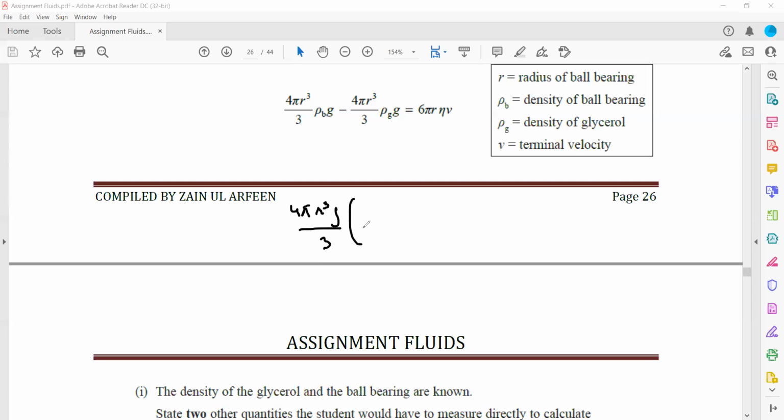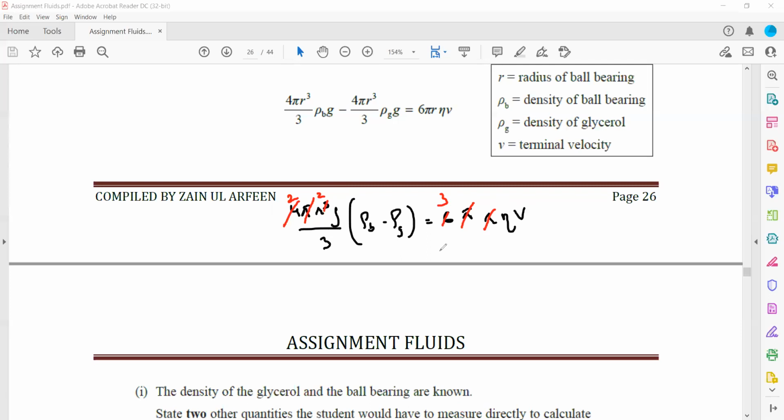It means the difference in the density of the ball bearing and the density of the glycerol is equal to 6 pi r eta v. Then I simplify this equation. When I simplify, pi will cancel with pi, this will be 2, this will be 3, and this r will cancel with one of the r in the cube, so it will be left with r square.